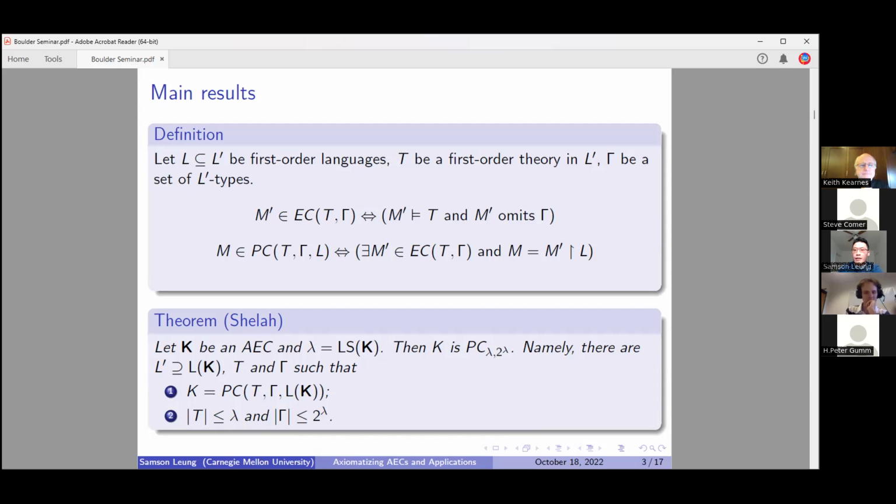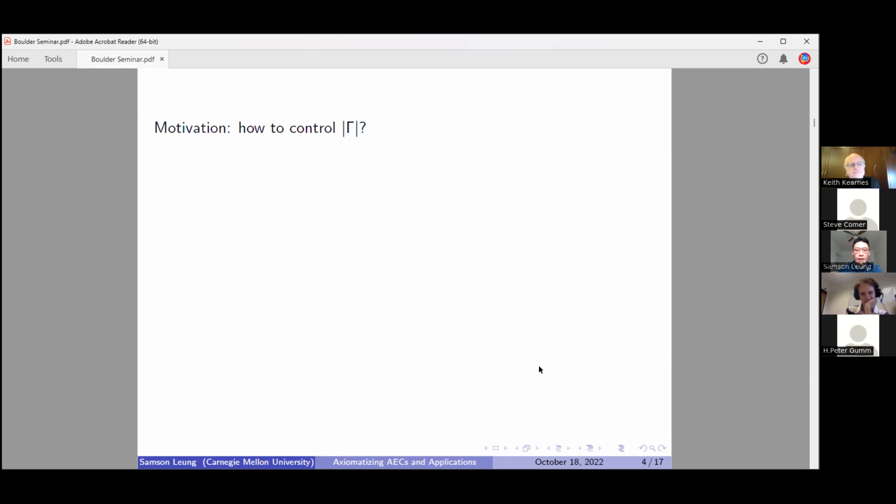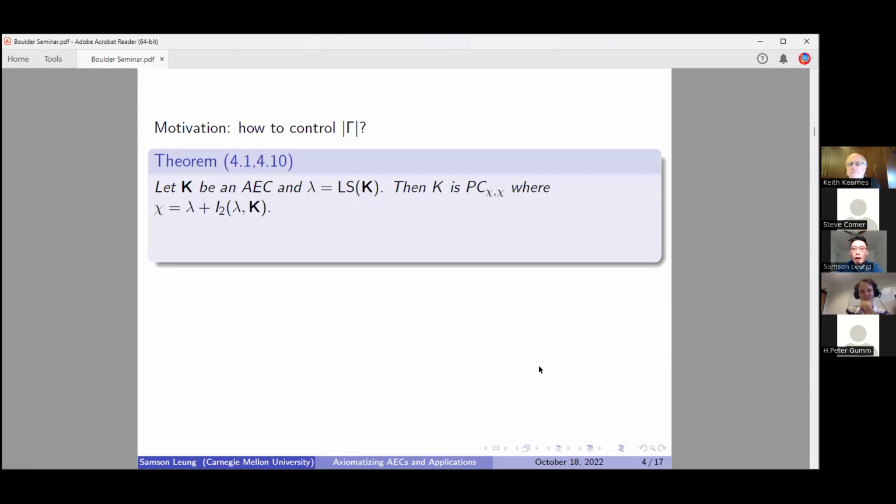It is 2 to the lambda. As long as you don't assume GCH, we hope to see what are the cases when the second parameter 2 to the lambda can be lowered. So this is my motivation. How can we control this gamma? And my first result, Theorem 4.1 in the paper, is that we can write down K actually as PC(chi, chi). The cardinal chi is lambda plus another parameter called I_2(lambda, K). A quick fact is that this cardinal must be bigger than or equal to lambda.